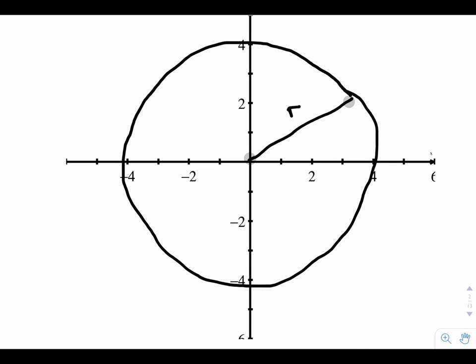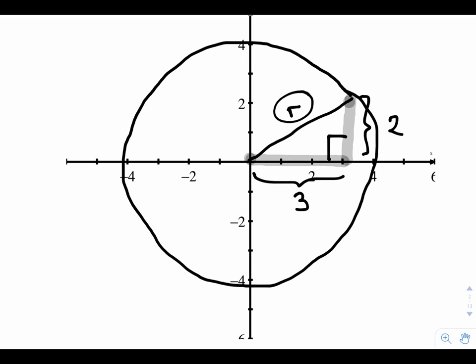So here's our radius r. Now if you recall, we went across 3 units. So I went from the center all the way across 3 units, and then I went up 2 units. Lo and behold, look at the shape that we formed. It's a right angled triangle. Now if this here is 3 and this here is 2, it's no surprise that our radius is going to be the hypotenuse of this right angled triangle.